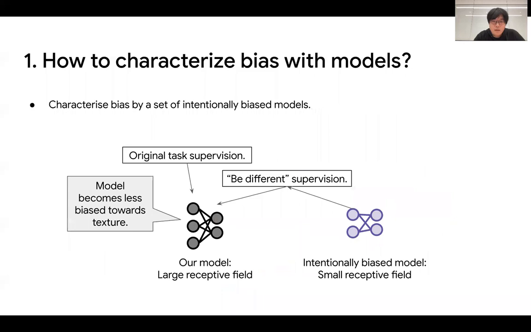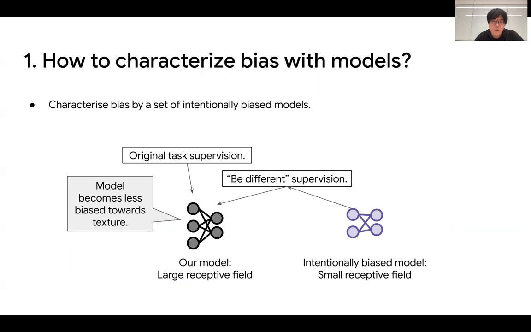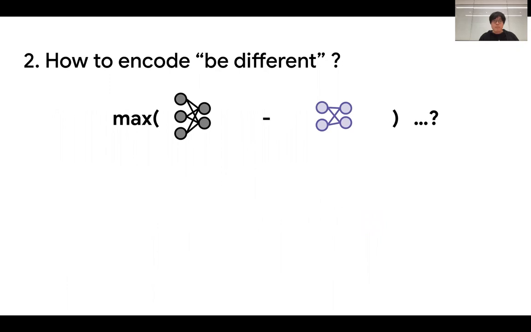Okay, so we define two different models here. Our model is a normal model like ResNet or VGG, which has a large receptive field. And the intentionally biased model is a small receptive field model, like changing every 3x3 convolution to a 1x1 convolution. Okay, so we have an answer for this. How can we characterize the bias of the models? And the second question is, how can we make them be different?